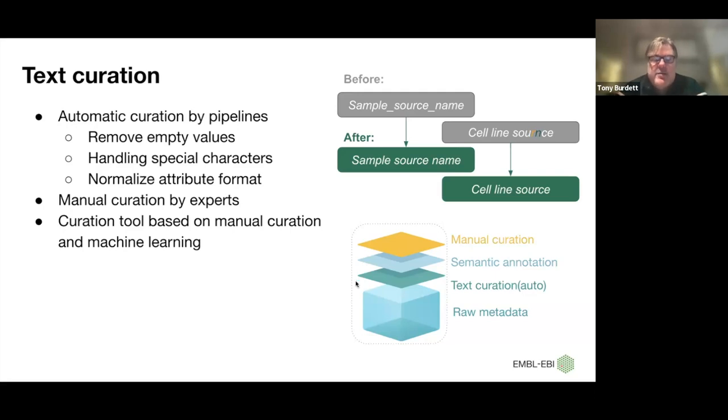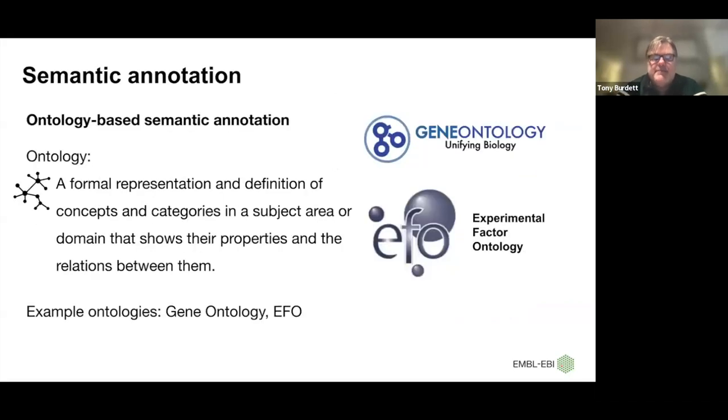And we layer it up. From the raw metadata, we handle these kind of empty values. We handle special characters. We normalize the attribute format. We do a little bit of manual curation, not very much. Some focused manual curation in particularly valuable domains. And we build curation tools based on that manual curation. Do a little bit of machine learning. We'd like to do more. And when you stack these things up, we can start to get towards quite clean sample descriptions that you can reuse across a number of different domains.